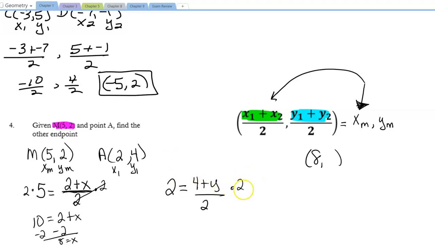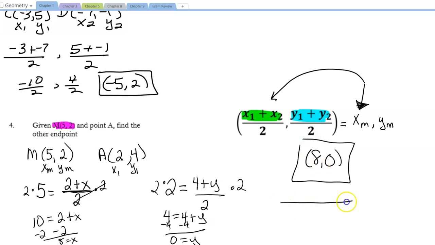Okay, so hopefully you times by 2 first on both sides. So you get 4 is equal to 4 plus y. And then you minus 4 on both sides. And you get 0 as y. So that's the other endpoint.